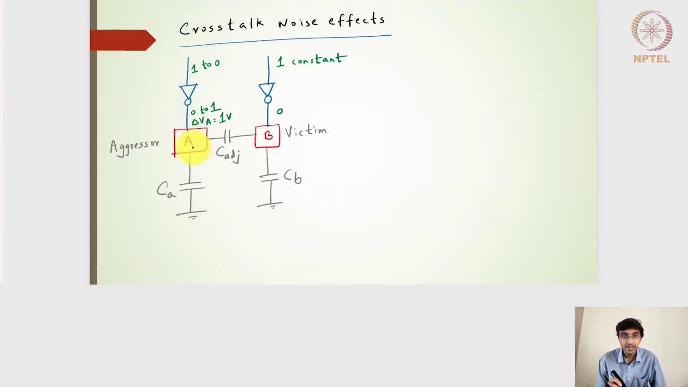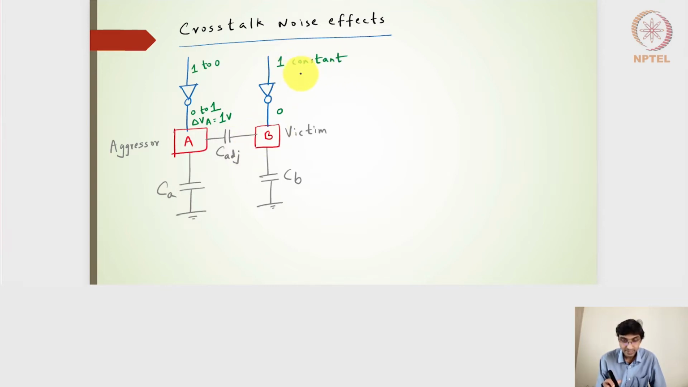Because wires A and B are close to each other, we also incorporate the adjacent capacitance, or coupling capacitance, here. I'm labeling wire A the aggressor and wire B the victim. The changes made in the driver circuit drive the changes in wire A, and that is going to get coupled to some extent to wire B, which is held constant.